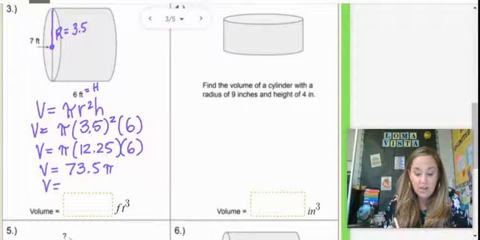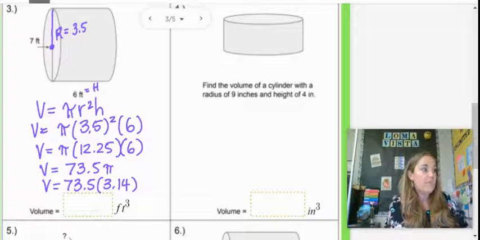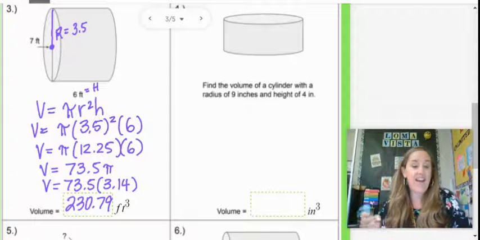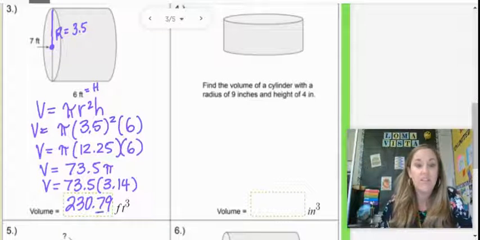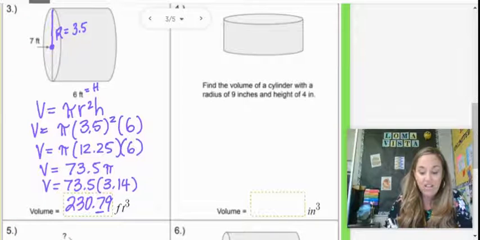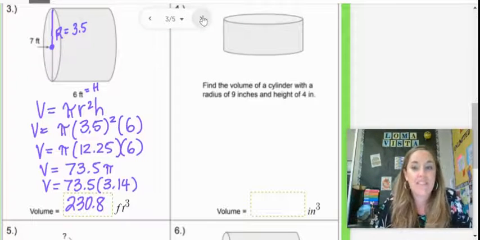And that means that we need to multiply 73.5 times 3.14 because that's what we're using for pi. And when I do that, I get 230.79. And remember, we're rounding to the tenths place. So 230.79 is actually going to turn into 230.8 cubic feet. That was a cylinder.